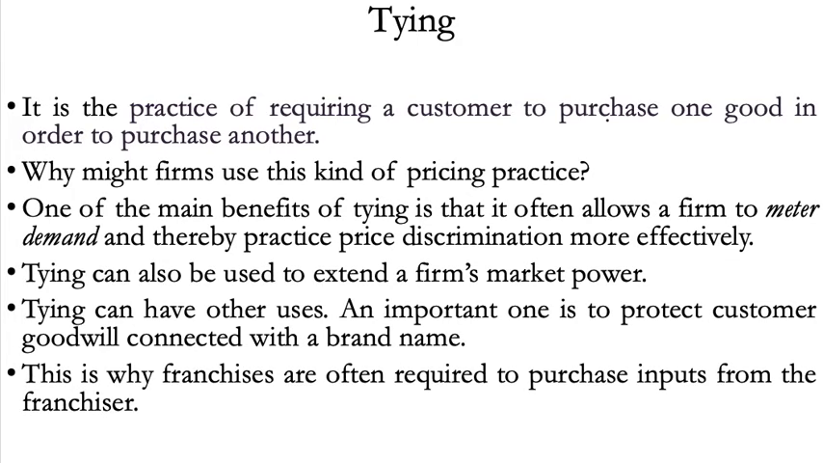This is why, in terms of franchising, franchisees are often required to purchase inputs from the franchisor. Another example is an automaker that tied the purchase of a car to the requirement of buying a specific brand of toolbox. Not only its own brand, but a specific brand of toolbox, because maybe they have some agreement between each other when they produce the car. So that's about tying.